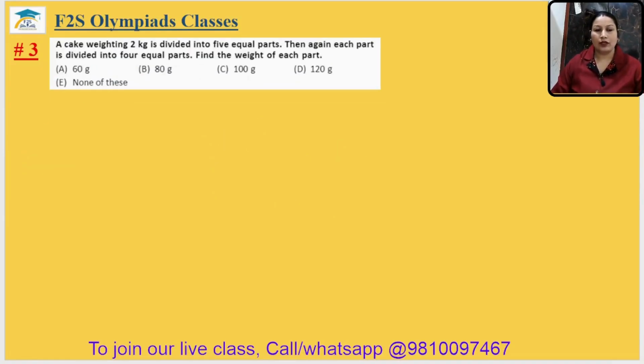Question number 3. A cake weighing 2 kg is divided into 5 equal parts. Okay. Then again each part is divided into 4 equal parts. To find the weight of each part. So first we can see answer is in gram. So what we will do? We will convert 2 kg as gram. We know that 1 kg equal to 1000 gram. So 2 kg will be equal to 2000 gram.